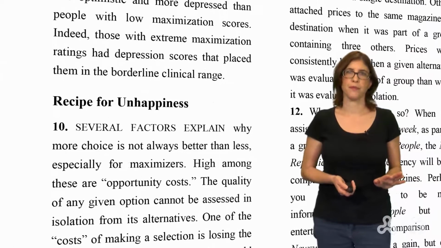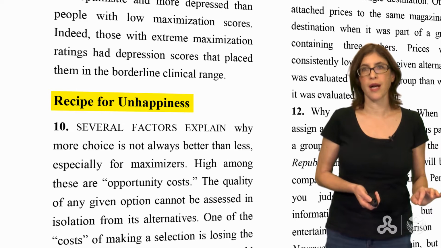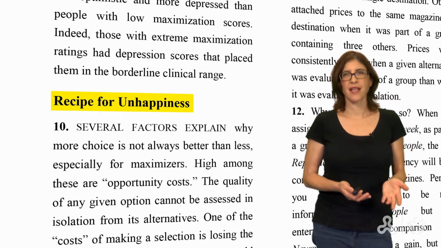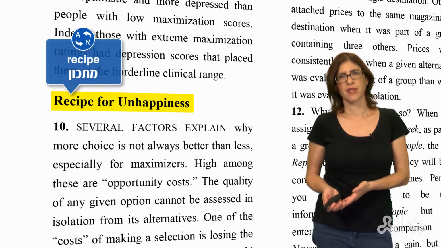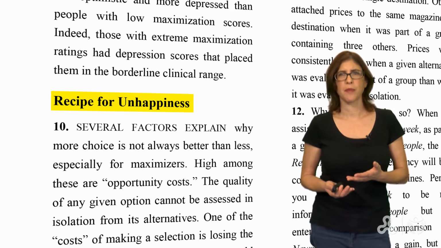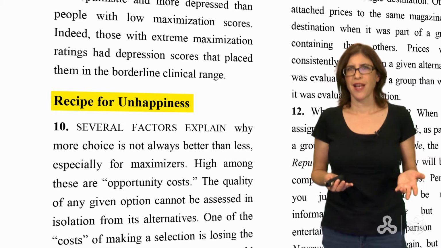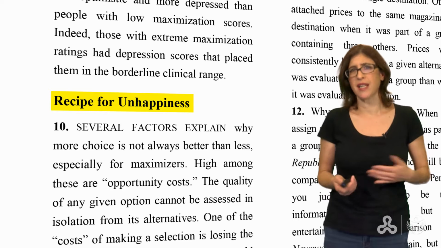To do this, we will read section 2. Let's zoom in on the title of section 2. The heading of this section is Recipe for Unhappiness. Let's see. Unhappiness is clear, not happy. What does recipe mean here? It means מתכון. So the section heading means probably something like מתכון לחוסר שמחה. Interesting. We can expect the writer will explain maybe how we get to be unhappy.